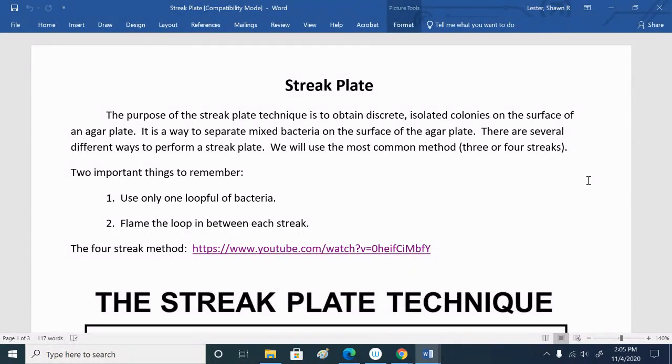2 important things to remember. You're only using 1 loopful of bacteria, and that's it. Just 1 loopful. And you need to flame the loop in between each streak. So you only put 1 loopful of bacteria on the upper portion of the plate, and you're going to flame your loop each time you streak. And the idea is to grab cells from the previous streak and then spread them out.